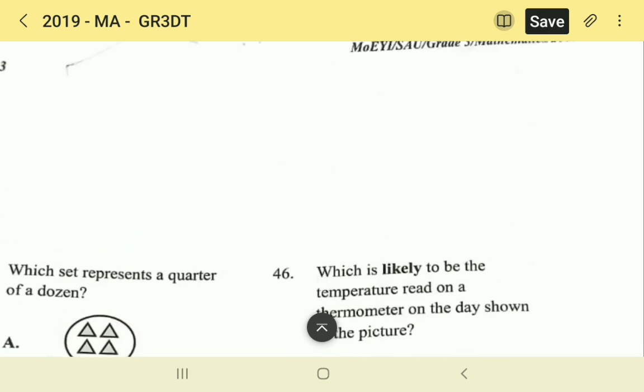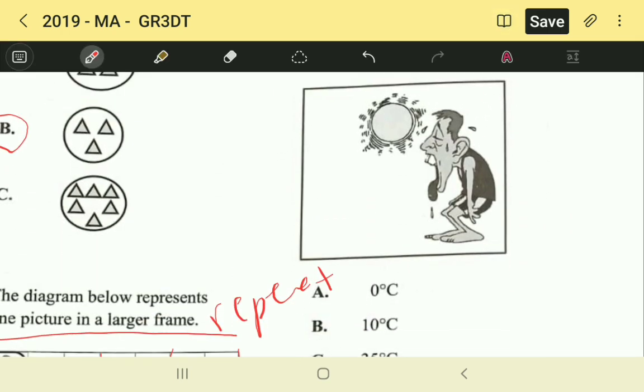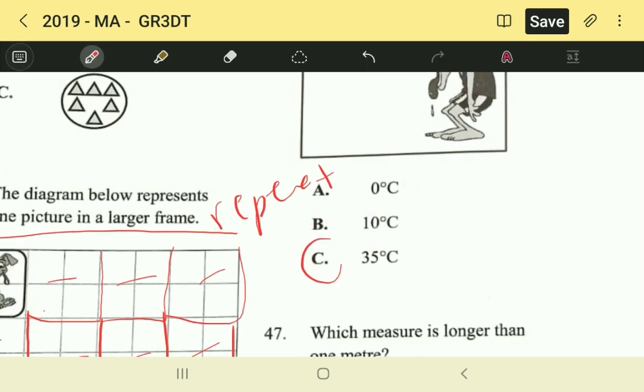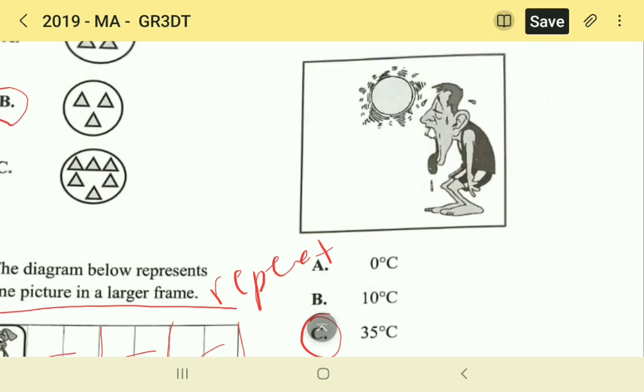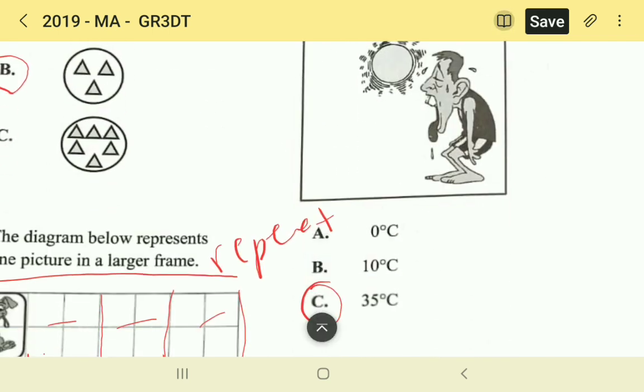Oh God, this one is the same thing too. 46 is a repeat. Guys, we don't even have to look. It's 35 degrees. This is the highest of the degrees down here, so this one would have to be the hottest. Without even checking, right? Which is likely to be the temperature read on a thermometer on the day shown in the picture? Burning up, very hot day. All right, repeat.